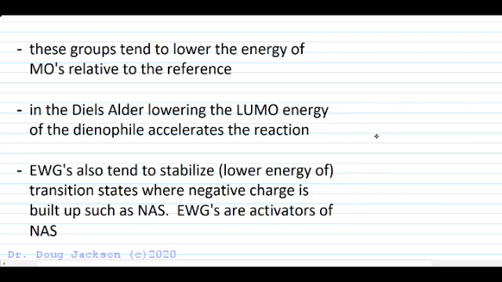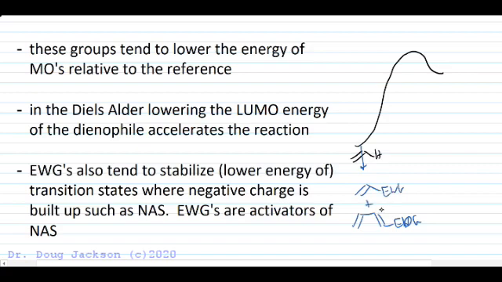So we've got our reference here of our dienophile. We looked at the diene a moment ago, but if we take this dienophile with just the reference, so there's a hydrogen attached, and we attach a withdrawing group, it brings the energy down to where it more closely can interact with the highest occupied molecular orbital of the diene with the electron donating group.